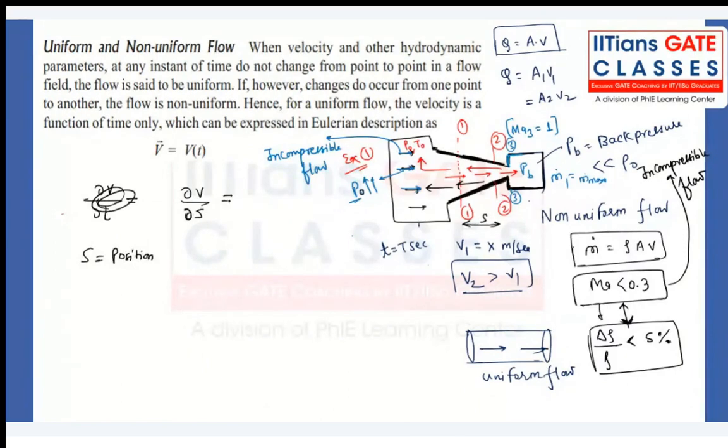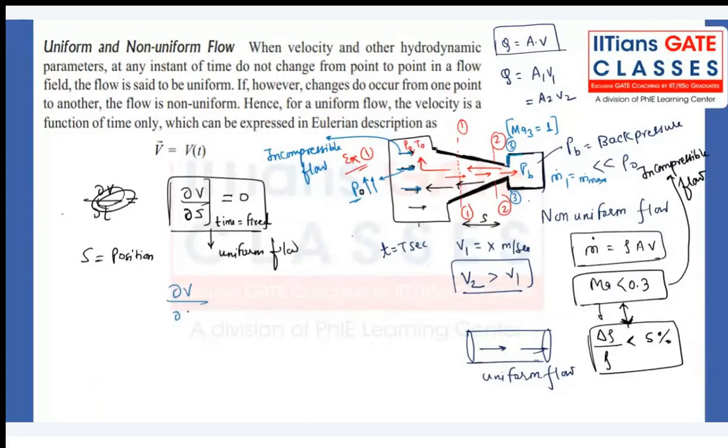With respect to position, if the velocity is not changing, then we say it's a uniform flow. But that is an incorrect statement if you don't say anything about the time. So time we need to fix. If you are varying with respect to space, time you need to fix. And if you are varying with respect to time, position you have to fix, because we are bothering about the Eulerian description. We are not talking about the past history or the Lagrangian approach. So please be clear with that.